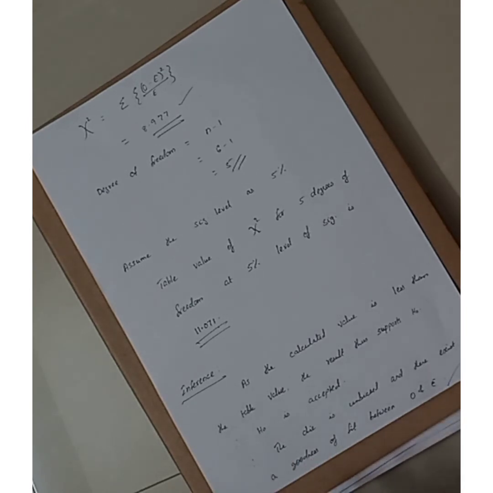Then you have to compare the table value and the calculated value. If calculated value is less than the table value, then you will have to accept the null hypothesis, otherwise reject the null hypothesis. That is it. And finally write the inference. I hope this is clear to you.